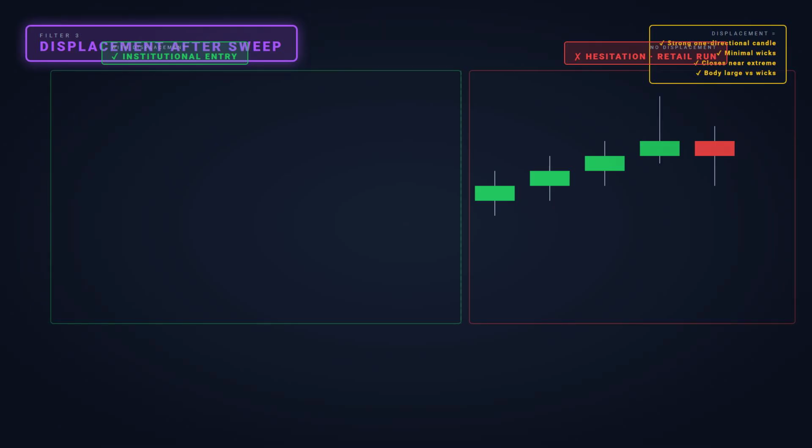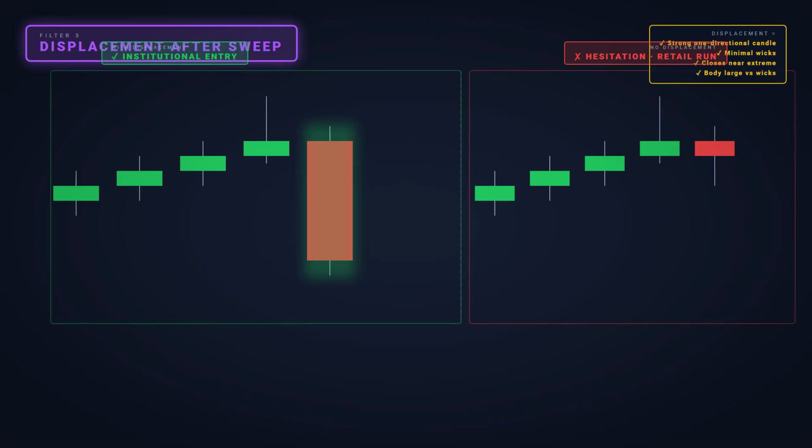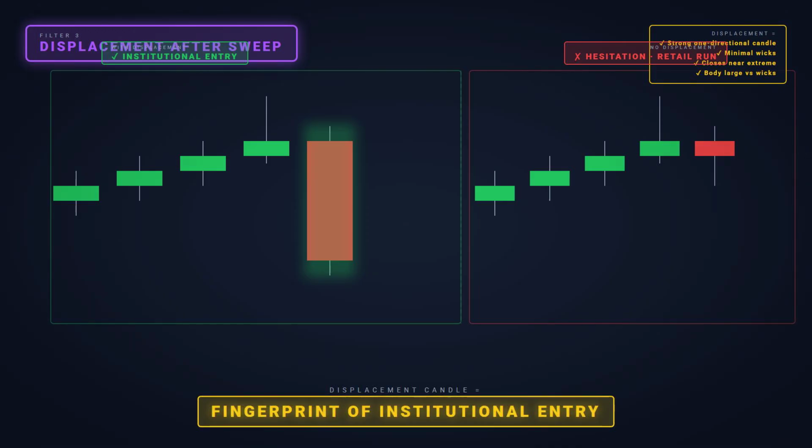The sweep looks the same on the chart. The difference is in the reversal candle. Look at the size and close of this displacement candle. Compare it to the weak candles from the earlier section. The displacement candle closes within a few ticks of its high. Its body is large relative to its wicks. The candles around it are smaller. That candle is the fingerprint of institutional entry at scale. A sweep followed by a small-bodied wicky reversal candle is not displacement, it is hesitation, and hesitation at a sweep point means the institutional order either wasn't there or wasn't large enough to drive the move you're counting on.